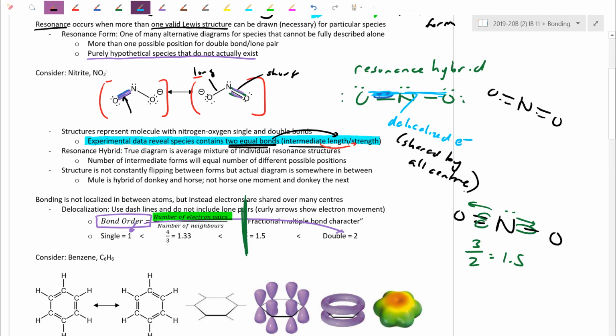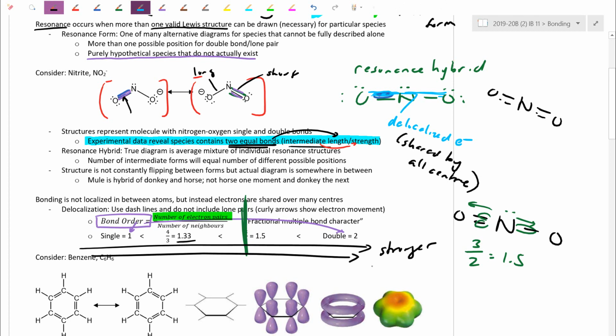I may come to other molecules later on. Maybe I'm sharing 4 over 3 different directions. I have a bond order of 1.33. Also somewhere between a single and a double bond, but a 1.33 bond will be weaker than 1.5. It's also going to be longer than 1.5. In general, as you go from single to double, we're going to slowly get stronger as bonds. We're also going to get shorter as bonds. Wherever I am along the spectrum tells me somewhere intermediate in terms of strength, in terms of length.